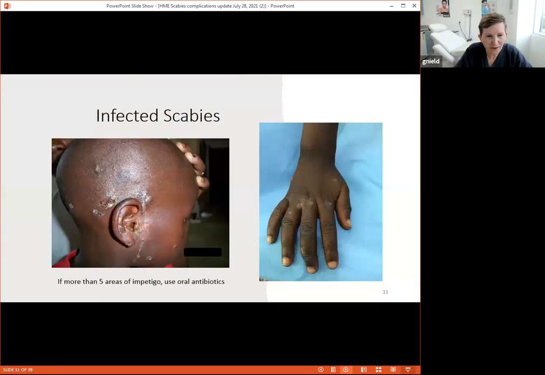So more pictures just to show it's often around the head, neck, and ears in children. You can see the discharge draining down in front of the ear. And some studies say that if there are more than 5 areas of impetigo, you need to use oral antibiotics as opposed to topical antibiotics.